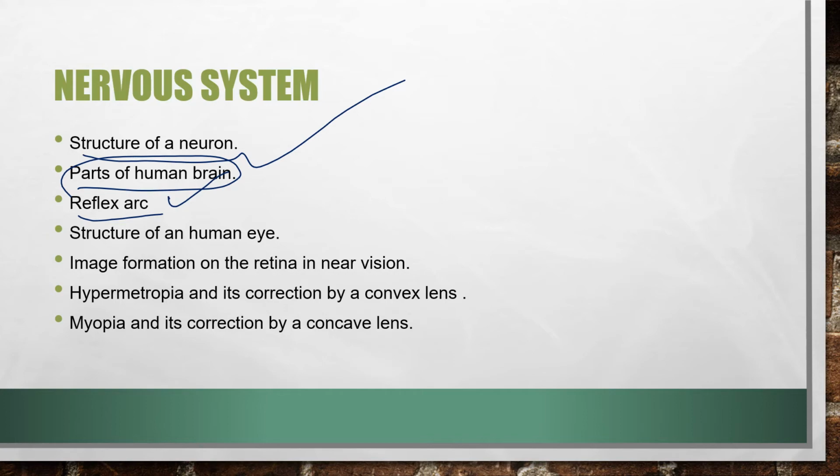Now in this nervous system, next comes the human eye. In the human eye we will be discussing the structure of the human eye. The structure of the human eye diagram is very important. Then the image formation on the retina in near vision. I have already discussed all this in my videos when I taught the sense organ, the eye. If you have not gone through those videos, please go through them.